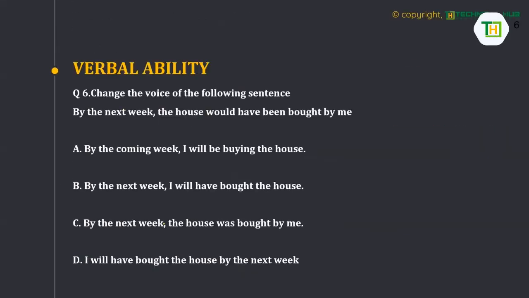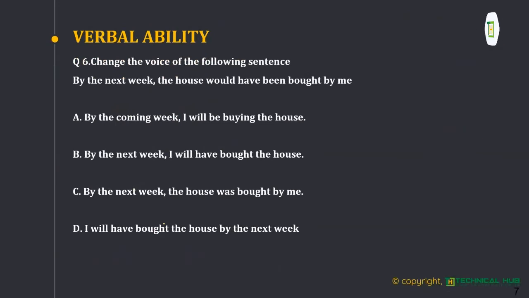Moving to the next one, verbal ability. Change the voice of the following sentences. By the next week, the house would have been bought by me.